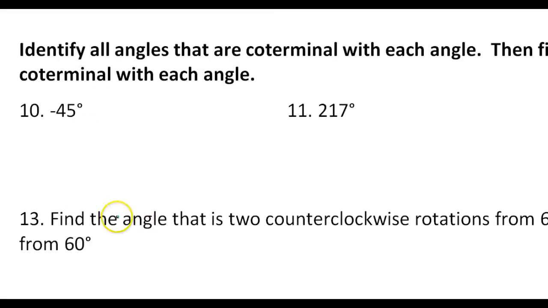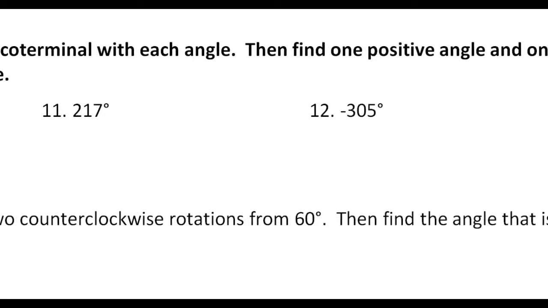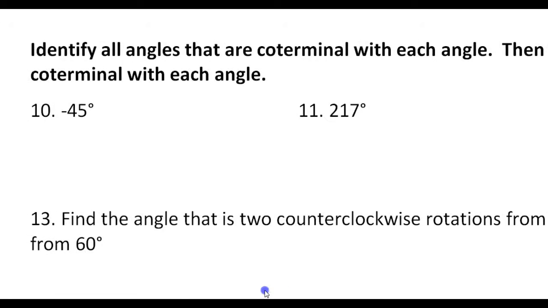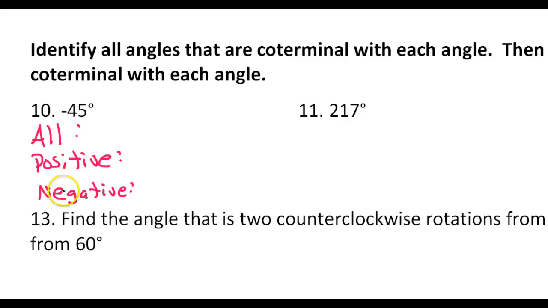For the next part, we're supposed to identify all the angles that are coterminal with each angle. And then we're supposed to find 1 positive angle and 1 negative angle that are coterminal with each angle. So we're going to find an expression or a formula of some kind for all coterminal angles, and then we'll have a positive and a negative coterminal angle. So let's go to the black screen.